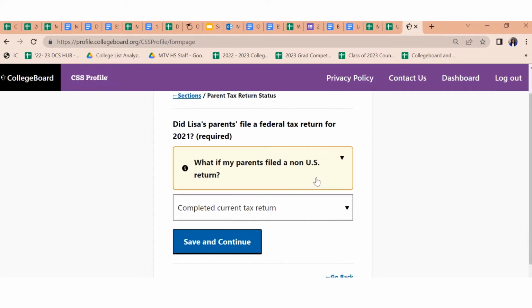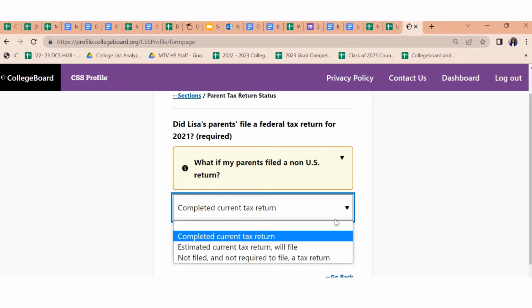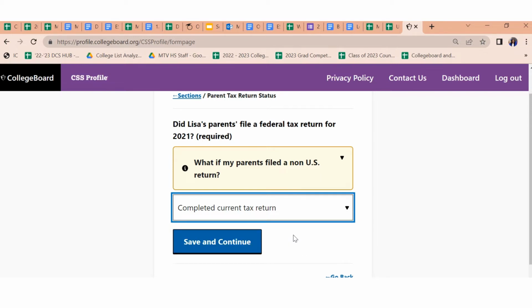So this first question is asking about, again, we're going to focus on the parent that we identified as the custodial parent here. What is the tax return status for that parent? Either you have it in front of you and you have completed it, or you have not. And most of you do have that and have completed it. So please put that here. If you have questions about that or have not completed a tax return, I recommend you check in with your college counselor.